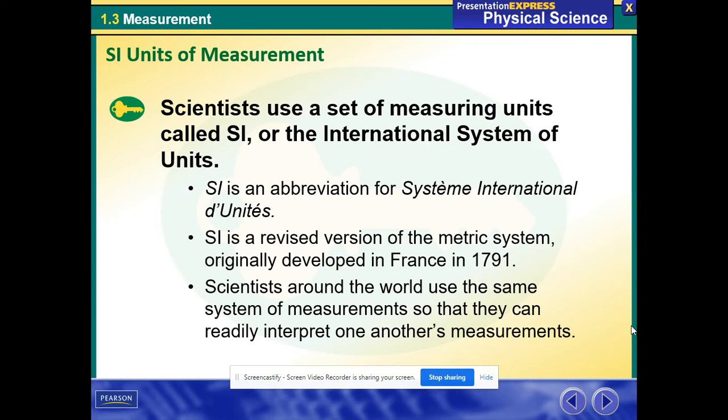One thing to note is that scientists around the world actually use the SI system of measurements so they can readily interpret one another's measurements. Most countries in the world use the SI system or the metric system, except for the United States. We use the imperial system, so we're just a little bit off.